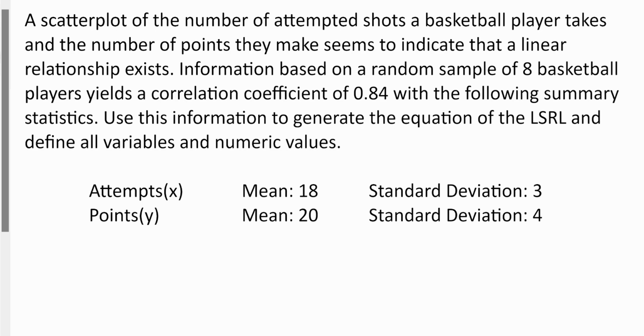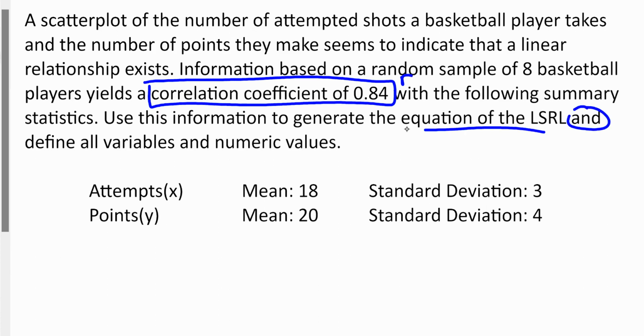It says a scatter plot of the number of attempted shots a basketball player takes and the number of points they make seems to indicate that there's a linear relationship. Information based on a random sample of 8 basketball players yields a correlation coefficient of 0.84. Pause right there. What is a correlation coefficient? Well, that is our R value. That's the correlation, 0.84. With the following summary statistics, use this information to generate the equation of the least squares regression line and to define all variables and numerical values. So there's a big "and" there. We need the equation and we need to define all of them. Let's find the equation first though.